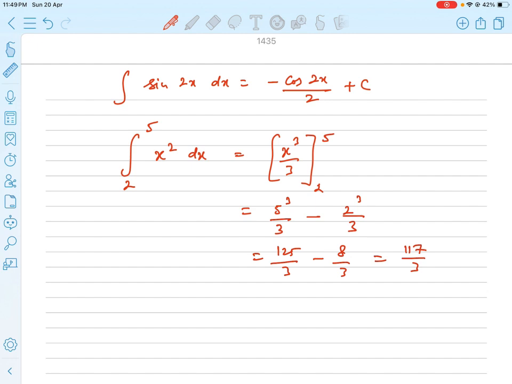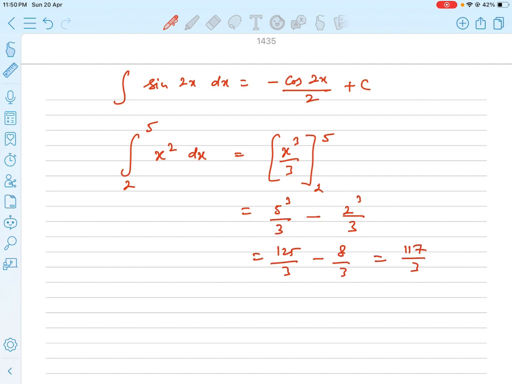So what it means is that x square is a parabola, and the parabola is enclosing an area between the points 2 and 5 with the x-axis, and that area is given by 117 by 3 units. Alright, so this is how we solve the questions based on the limits. Now the integration which is without the limits is known as indefinite integration, and wherever the limits are mentioned, that is known as definite integration.